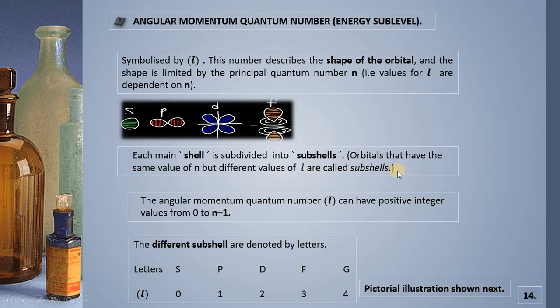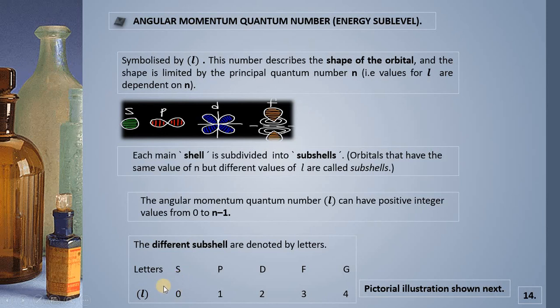So please note the difference between shell and subshell. The angular momentum quantum number can have positive integer values from 0 to n minus 1. Now, how can we know the subshell of L? The different subshells are denoted by letters. Look at the S. The S has 0.